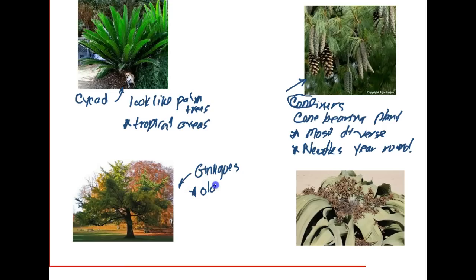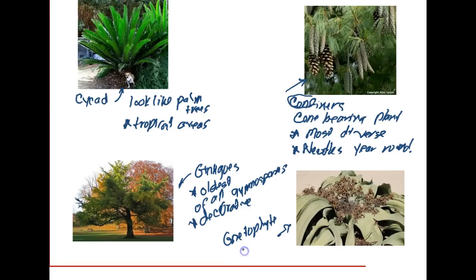The one down here, this one is called a ginkgo. This is the oldest of all the gymnosperms. It's oftentimes used as a decorative type of tree. So it's oftentimes on city streets, they use it to kind of make it look nice for an area. They're very pretty trees. And the one that's down here at the bottom, this one is called a neophyte. And a neophyte is kind of like a shrub, very low growing, or like a vine. And these ones are found in hot desert areas.